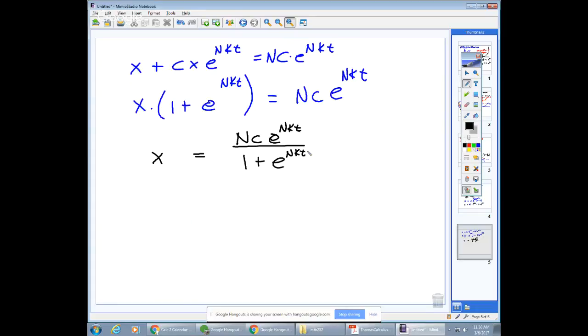And an alternative version of this that floats around is, notice the e to the nkt is in multiple spots here. If I multiply, question, did I make a mistake? Oh, there's supposed to be a c here, isn't there? c, yep, and then there's a c here, thank you. Yep, that c needs to be there.